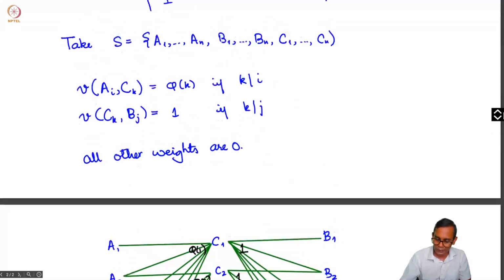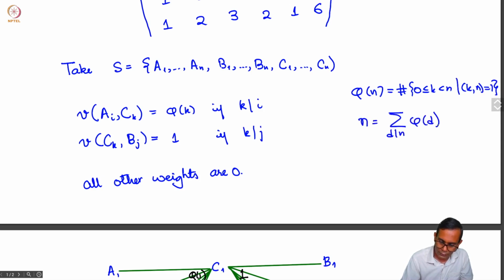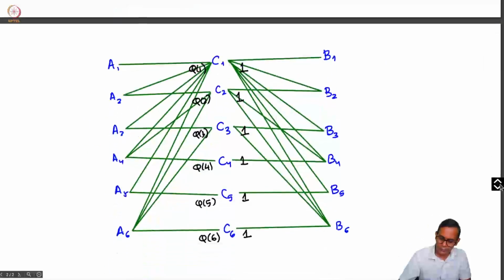Recall here that phi of n is the number of k such that k is co-prime to n. Alternatively, this phi(n) you've seen before can be defined by the relation that the sum over d dividing n of phi(d) is equal to n, and then you can use Mobius inversion to compute phi. So this is our network.